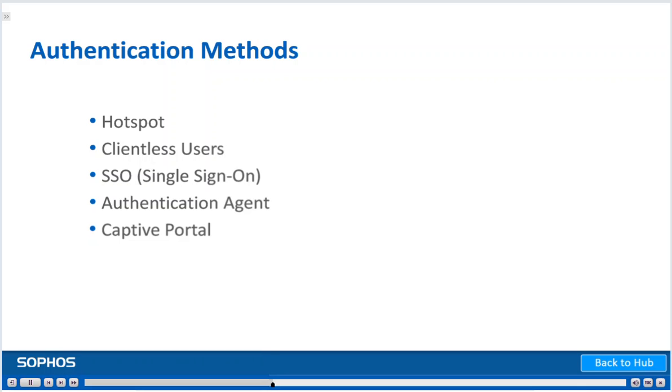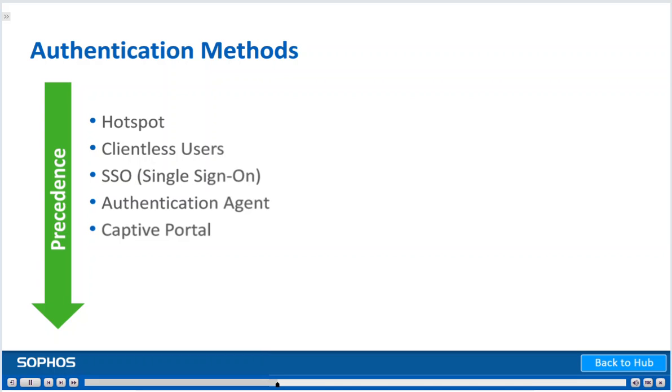The Sophos XG firewall supports 5 main methods for authenticating users. These are hotspot, clientless users, single sign-on, authentication agent, and captive portal. This is the order in which authentication is checked for users. Hotspot authentication is checked when a hotspot is active on the interface the traffic is coming from.